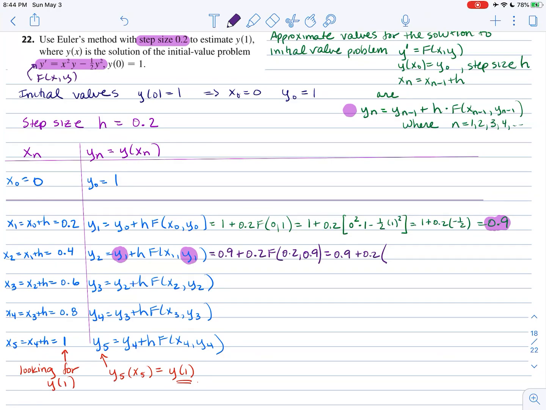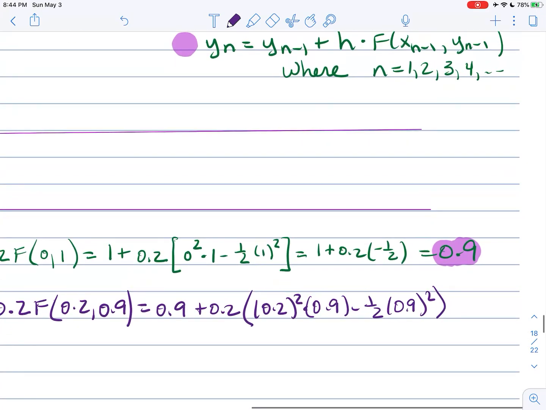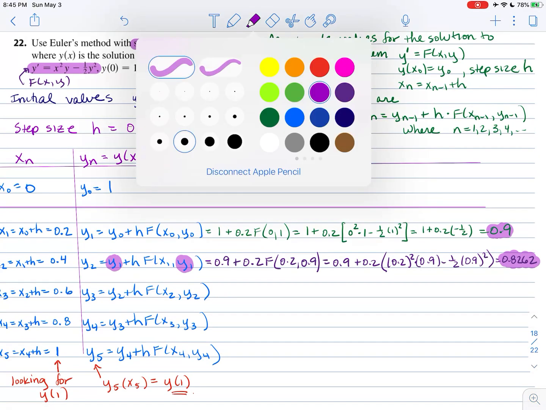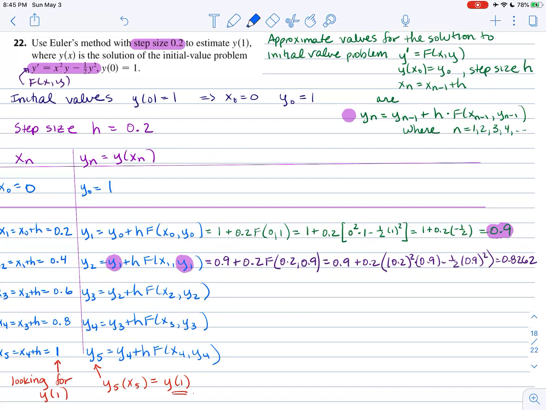So, using the calculations of 0.2, now I've got 0.2 squared times y, and y is 0.9, and then I have minus 1/2 of 0.9 squared, and I end up with 0.8262. Good. And what do I do with the 0.8262? I am going to take that value, that is my new y2, and I'm going to want to put that, and let's change this color. So I will make that blue, and that's going to go here, and it's also going to go here.